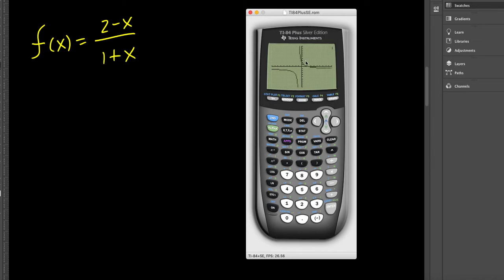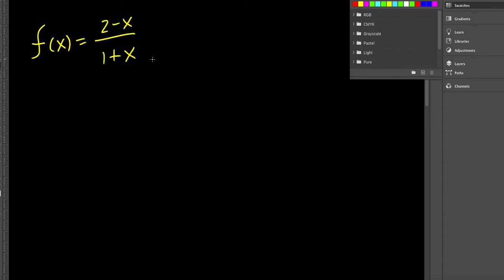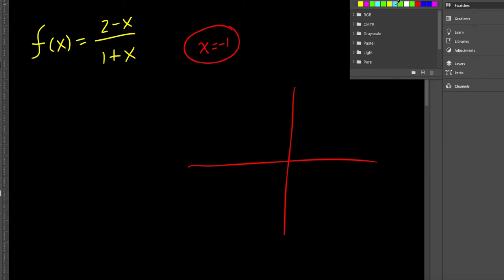Okay, we see we have a vertical asymptote and we also have a horizontal asymptote there. So based on the equation, we know that our vertical asymptote is going to be at -1 because that creates division by 0. Okay, and so we have that, a vertical asymptote at -1.